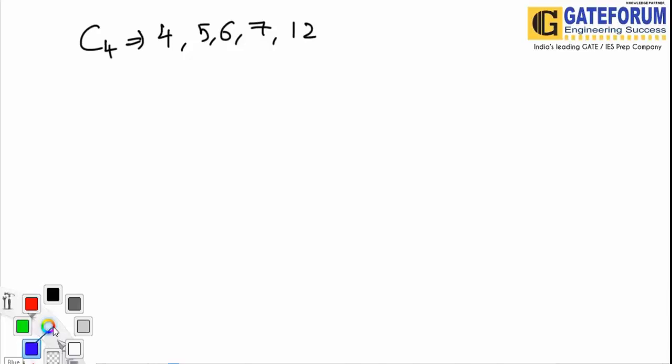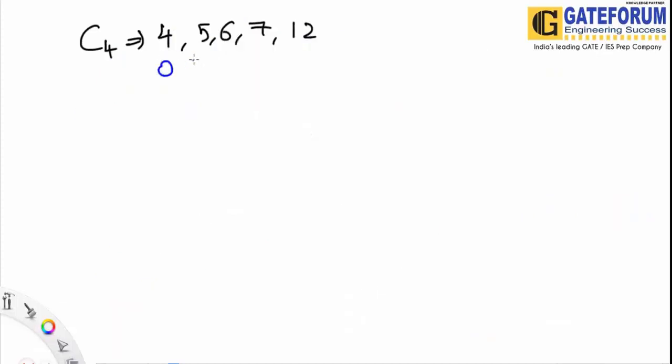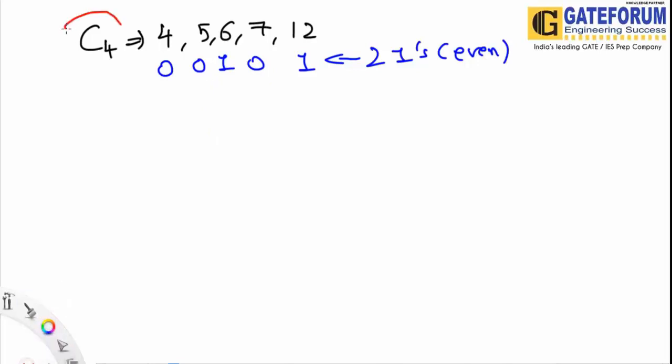Again, if you look at the values of this C4, 4, 5, 6, 7 will be 0, 0, 1, 0, and the 12 would be 1. I'm just writing the values here: 0, 0, 1, 0, and 12 would be 1. So again, we have two ones, which is an even number. So we don't require this also. Here also we don't have anything like x and y, so this is also not required.